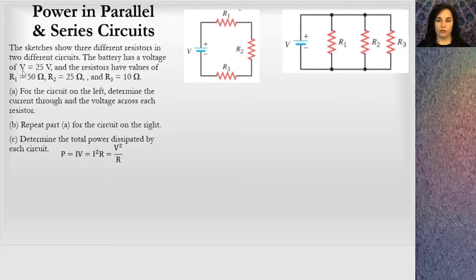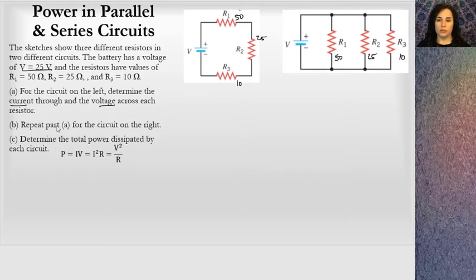The battery is 25, and the resistors have the values of 50, 25, and 10. So this is 50, this is 25, and this is 10. This is also 50, 25, and 10. It asks, for the circuit on the left, so the series here, determine the current through and the voltage across each resistor. So we want to find the current and the voltage.